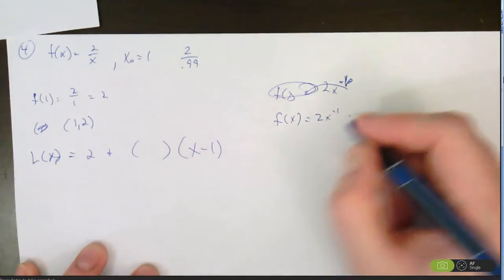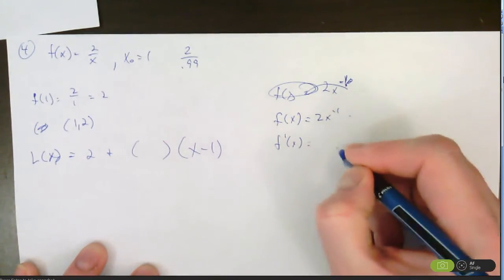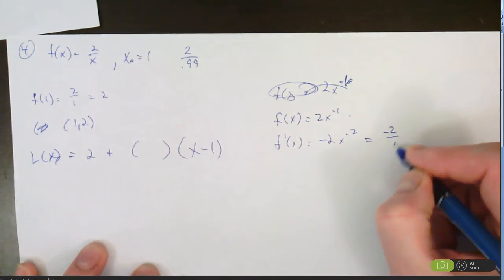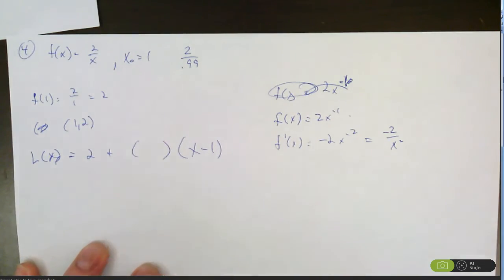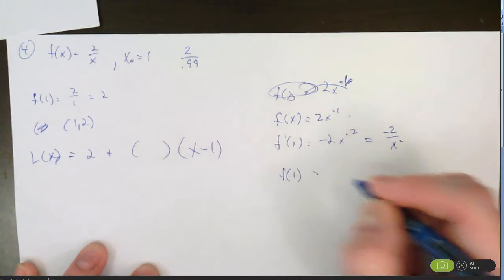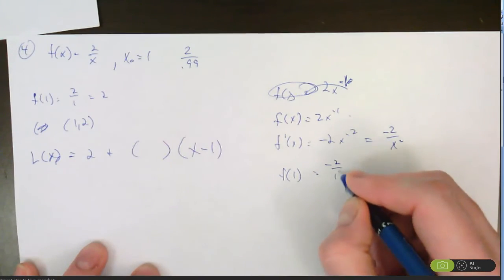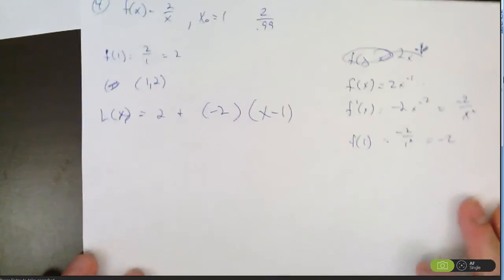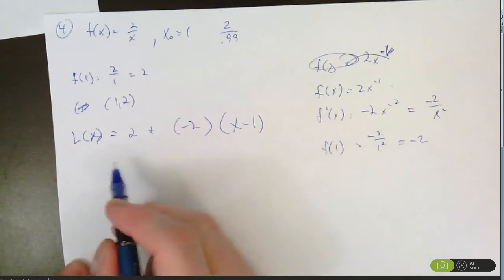So 2x to the negative 1, so f prime of x is going to be negative 2x to the negative 2, which is really negative 2 over x squared. So when I do f prime of 1, I get negative 2 over 1 squared, which is simply negative 2. So my slope is negative 2. Now there's my approximate line.